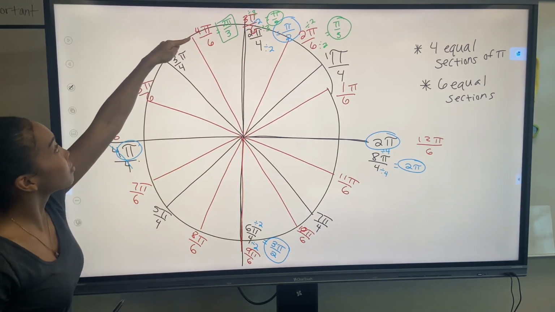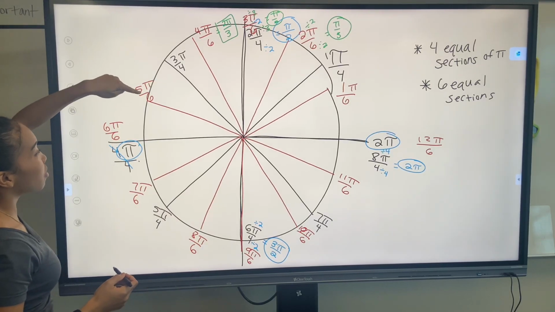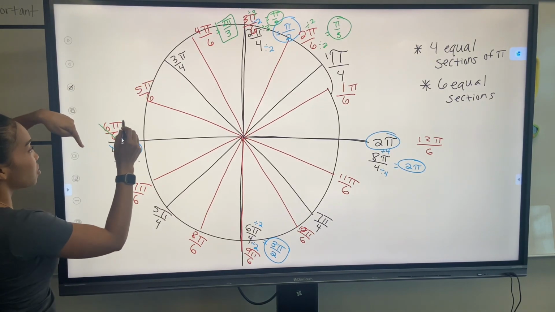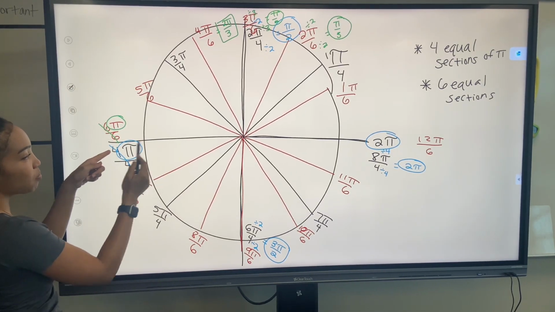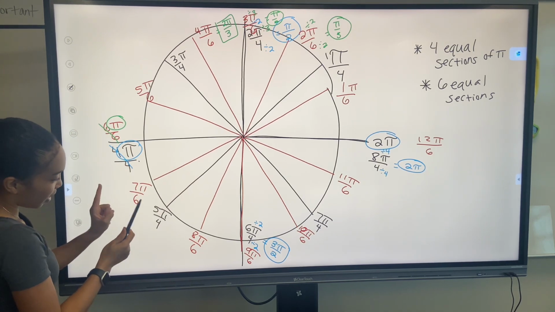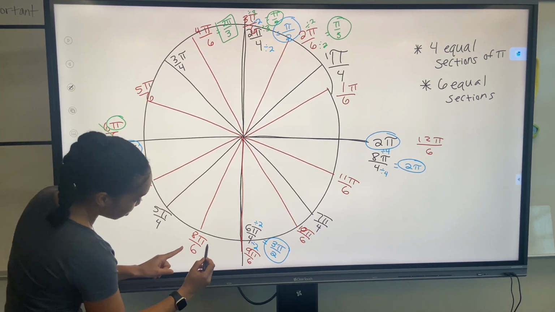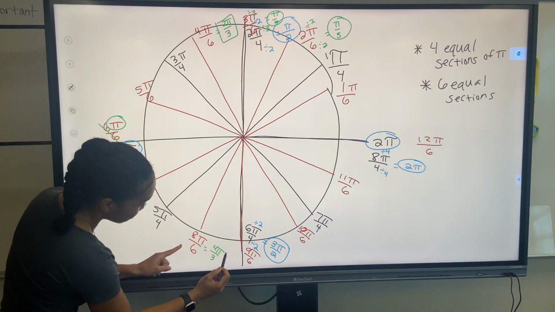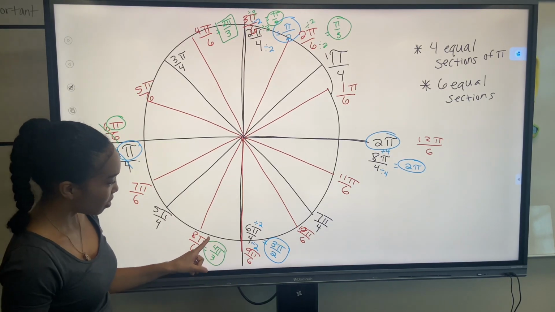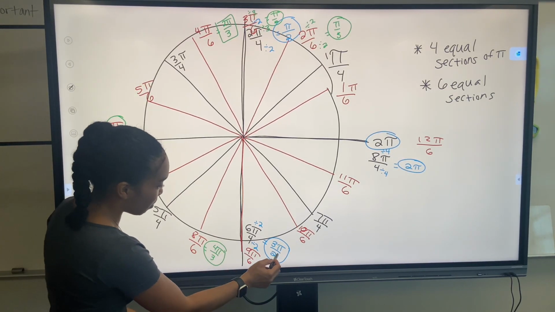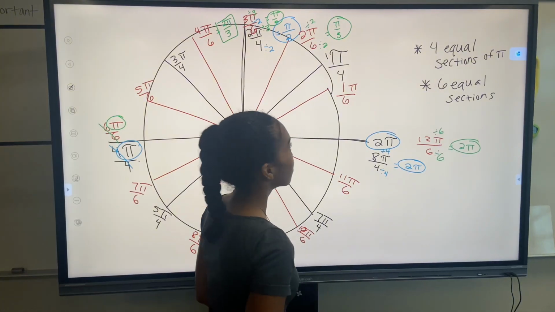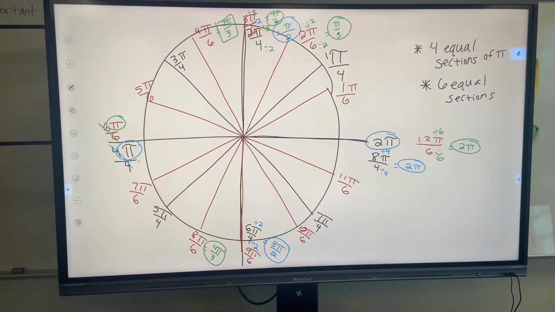That's this one. This one right here is already simplified. The 6's cancel. You're left with pi, which we already knew this was pi. That's simplified. That's simplified. This one, divide them by 2 or 3. This one, if you simplify it, you'll get 3 pi over 2 again. So that's the entire unit circle. We did degrees first. Now we have radians.